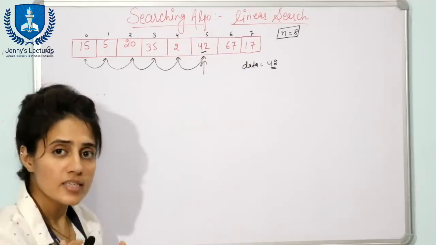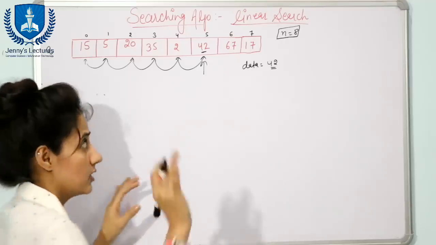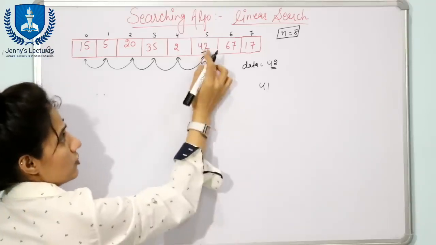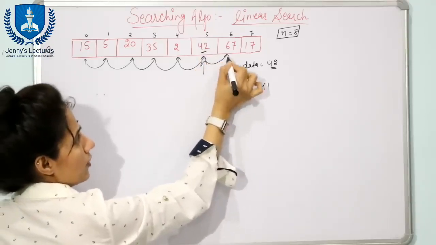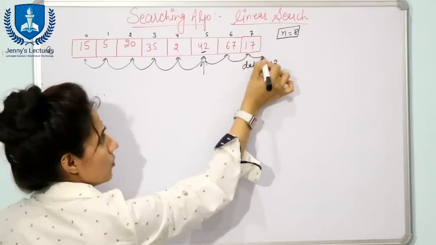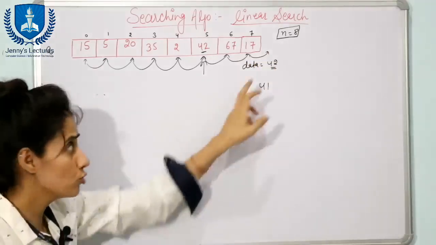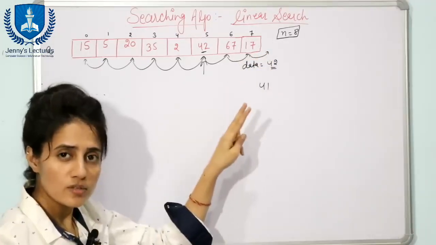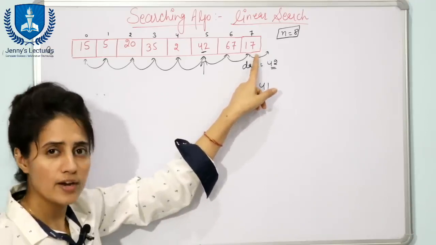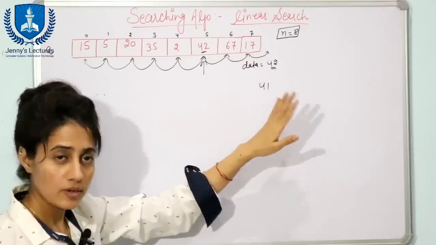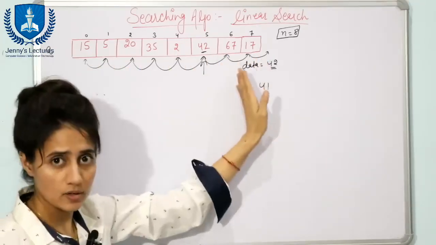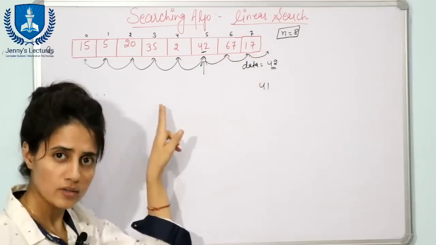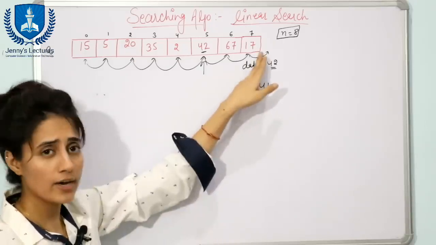Or the second case is if the data is not present in the array. Let us suppose you want to search 41. Here is not 41, here not 41, not 41. Now next, you are going to stop here, right? Because next we don't have any element. So the second stopping condition is you have reached the end of the array and the data is not present here, so now you have to stop. Two stopping conditions are there: either you find the data or you reach the end of the array.